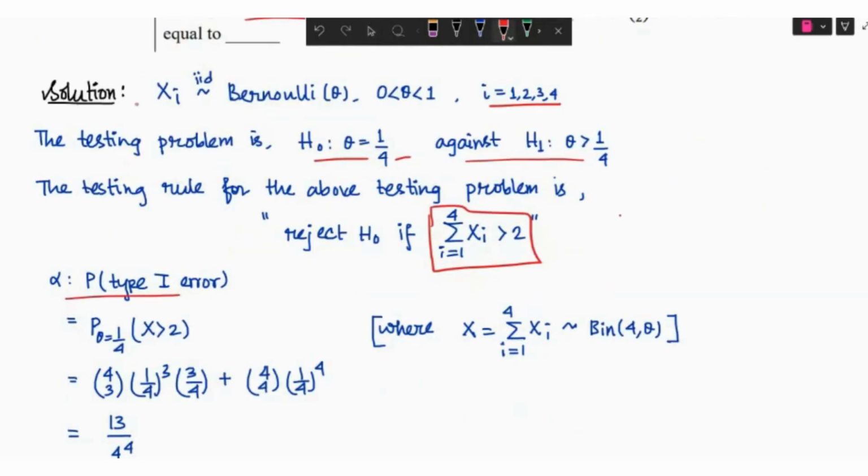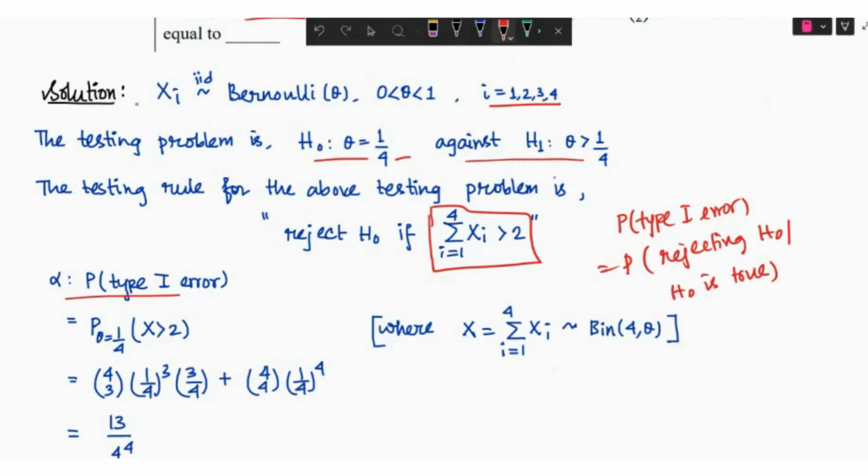So the probability of type 1 error is simply the probability of rejecting the null hypothesis H0 when H0 is true. So actually H0 is true, but we are rejecting H0. This probability is called the probability of type 1 error. So what is the probability basically?